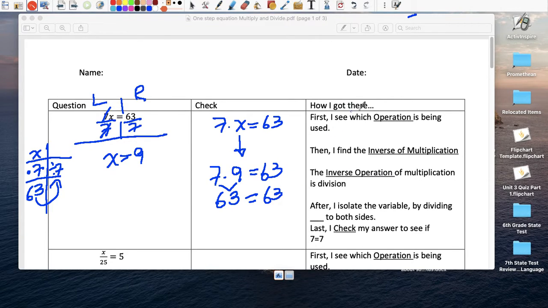So first I see which operation is being used. Then I find the inverse operation. The inverse operation of multiplication is division. After I isolate the variable by dividing, what did I divide? Dividing 7 to both sides. Last I check my answer to see if 7x equals 63. Right?